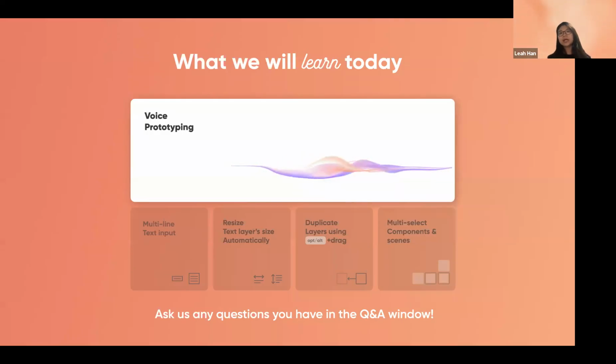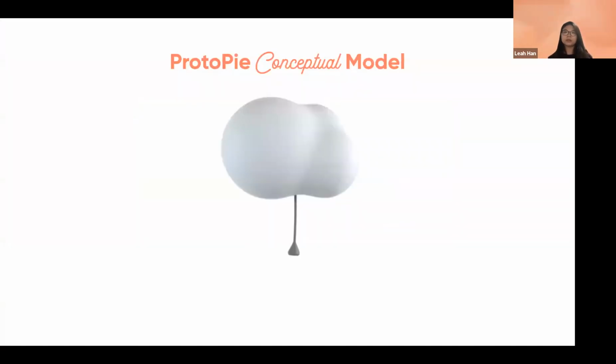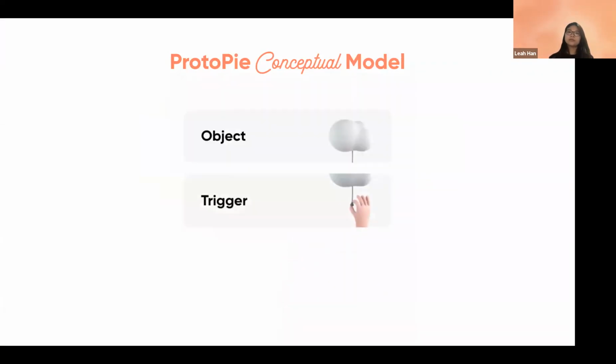All right, it's time to start learning the first feature, voice prototyping. I know some of you may not have tried ProtoPie before, so let me quickly introduce the ProtoPie conceptual model first, because it will be very helpful to better understand the voice interactions. We believe that any interaction idea can be expressed with 3 parts: object, trigger, and response. For example, when we turn this light on, the light is the object and the action pull is the trigger. And the result of the trigger, we call the response. In this case, the light will be turned on.